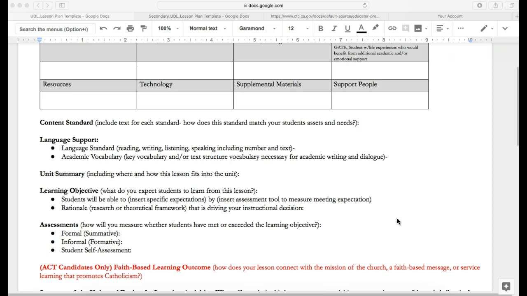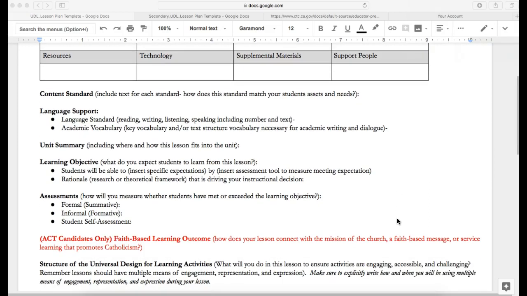Because we have such diversity in language here in California, it is always best practice to include some sort of language standard, which is around reading, writing, listening, and speaking. And then there's also the academic vocabulary. One of the things that they found is a lot of times students struggle because they don't have the academic vocabulary needed for whatever the task is. So we want you to go through your assignment and just see if there's any sort of vocabulary that you might need to either pre-teach or reteach to make sure that your students are able to do their work.